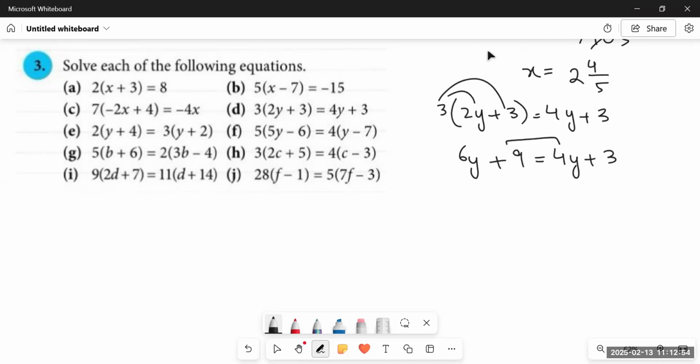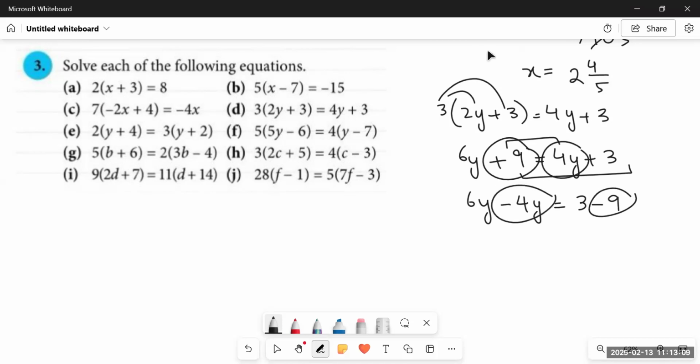So 4y will come over here, 9 will go on the right hand side. So it would be 6y minus 4y is equals to 3 minus 9. The signs of plus 9 change to minus 9, plus 4y to minus 4y. But the signs of 6y and 3 won't change. Now 6 minus 4 is equals to 2y is equals to 3 minus 9 is equals to minus 6. Then y is equals to minus 6 upon 2. 2 ones are 2, 2 threes are 6. So the answer would be y is equals to minus 3. Right?